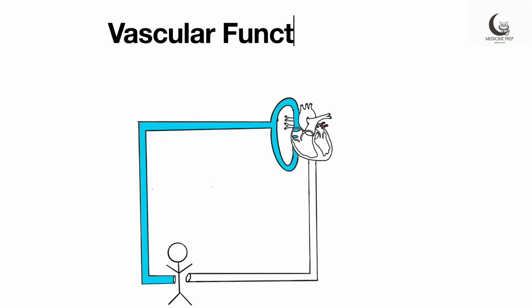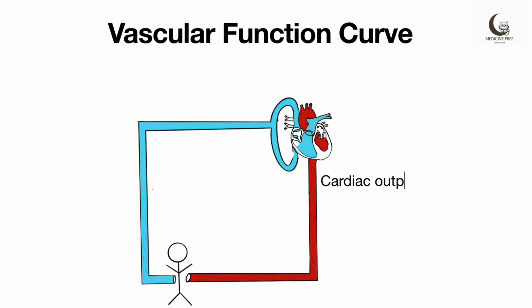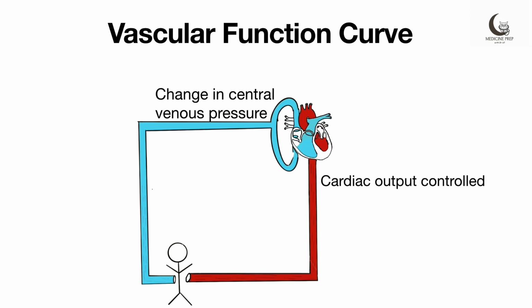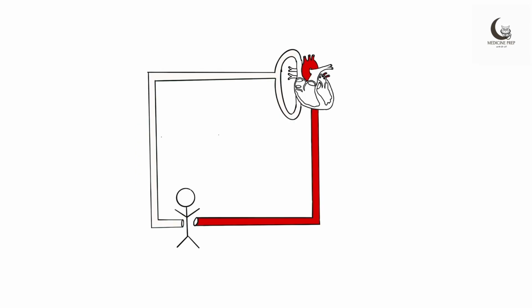Welcome. In this video, we'll be discussing the vascular function curve. Now, the function of the heart and vessels are coupled as seen in the animation. And the vascular function curve is produced when the cardiac output is controlled and the resulting change in central venous pressure is measured.